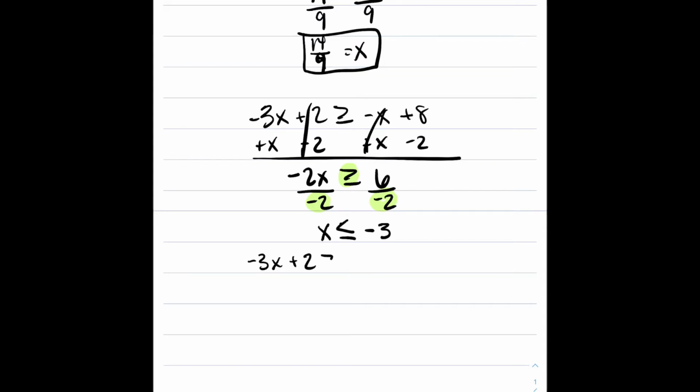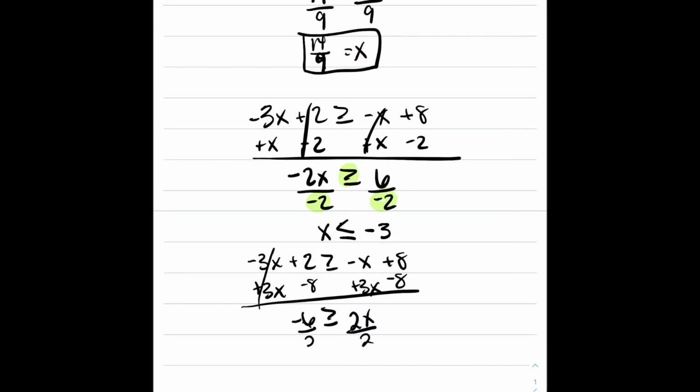We could have avoided this rule if we would have added 3x to both sides and subtracted 8. So if we pay attention and move to where we always have positive x's, this is 0. I'm going to have negative 6 is greater than or equal to 2x. Then I'm dividing by a positive number. I have x less than or equal to negative 3. So these answers are the same. These two things are equivalent.